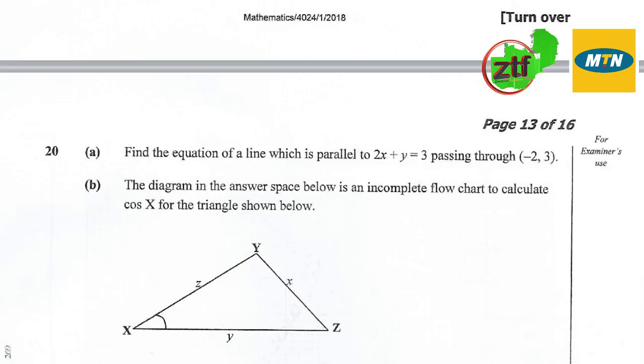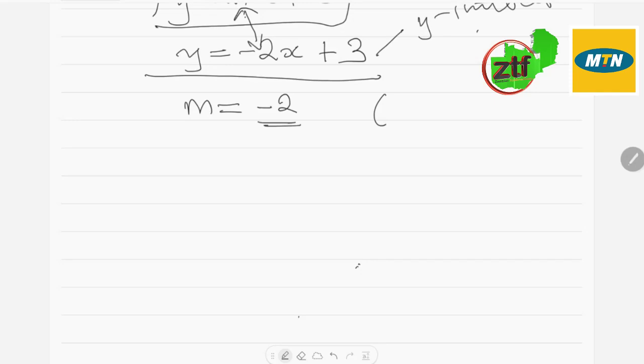But we have ascertained that the gradient of two parallel lines is the same. So now, the question is telling us to find the equation of a line which is parallel to 2x plus y equals 3. So we start having in mind how this equation is going to look. We have the gradient, which is negative 2, and this equation is parallel to the earlier equation given, and it's passing through the point (-2, 3).